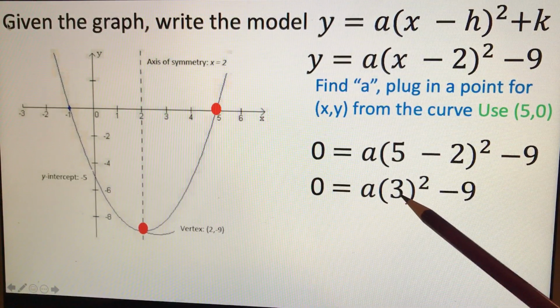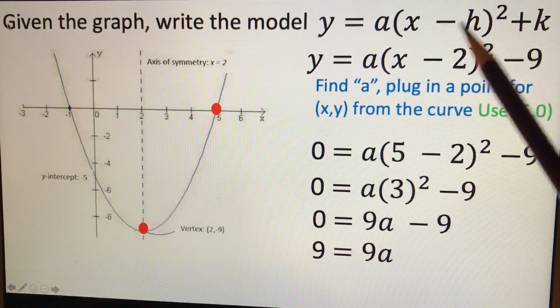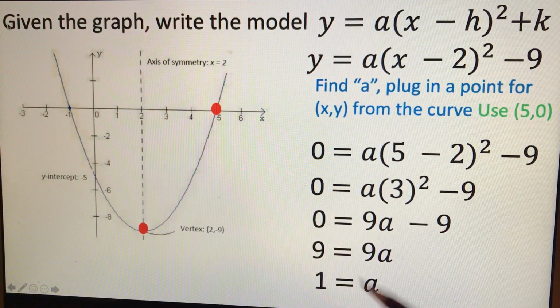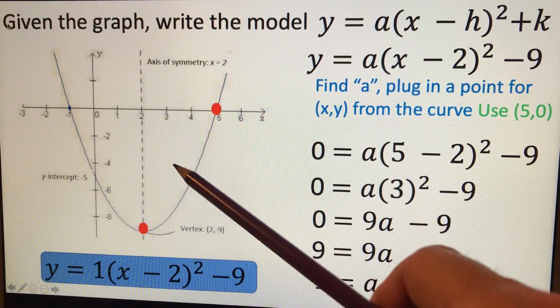5 take away 2 is 3. 3 squared is 9. Add 9 to both sides, and then divide by 9. A is 1. And that allows me to write my equation given the graph.